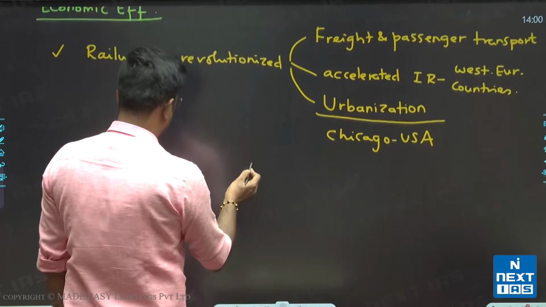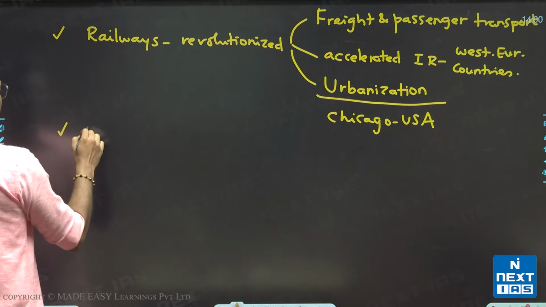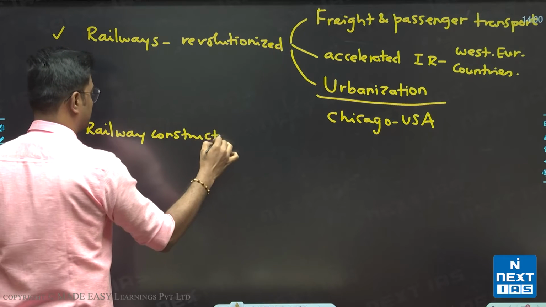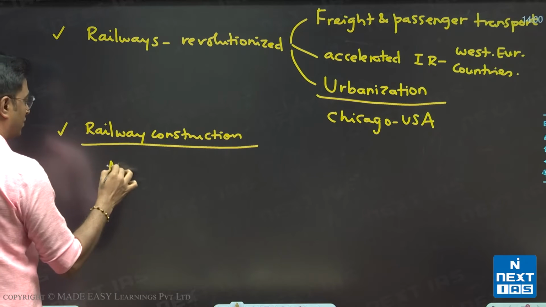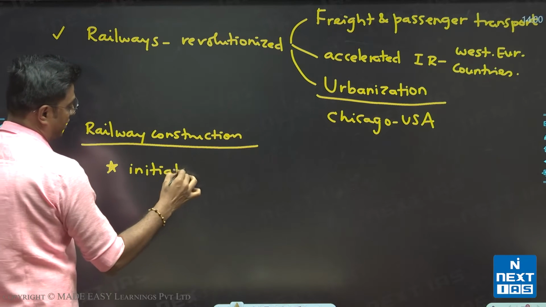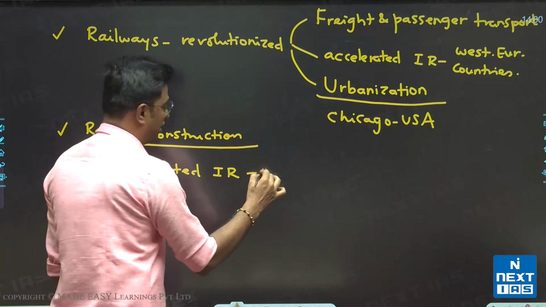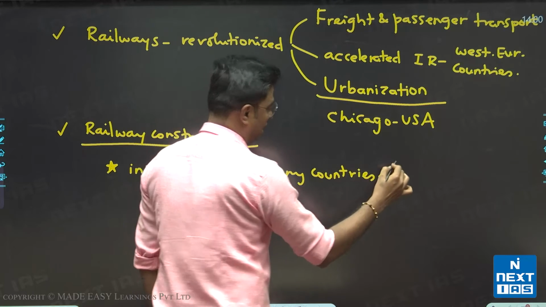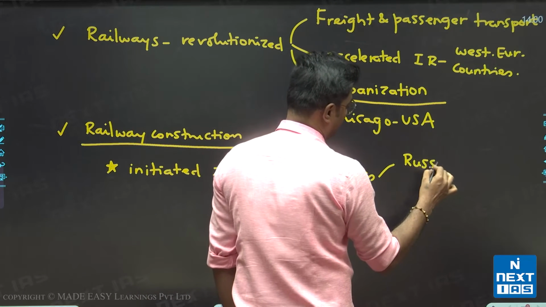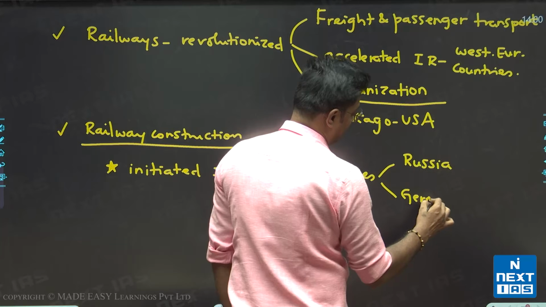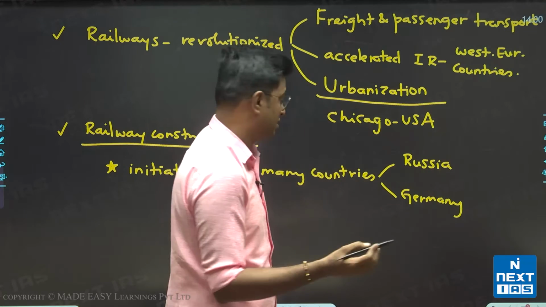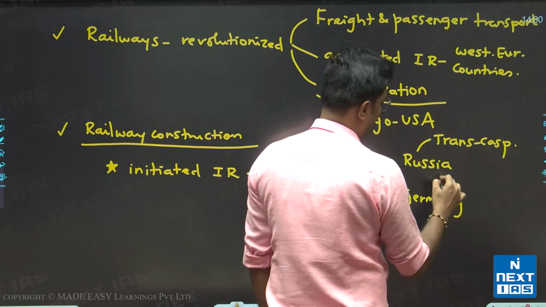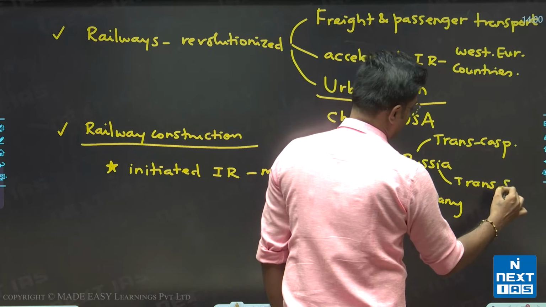We can also add that railway construction initiated industrial revolution in many countries. Examples would be Russia and Germany. If you want, you can even mention the names of the railways. In Russia, we had Trans-Caspian Railway, we had Trans-Siberian Railway.